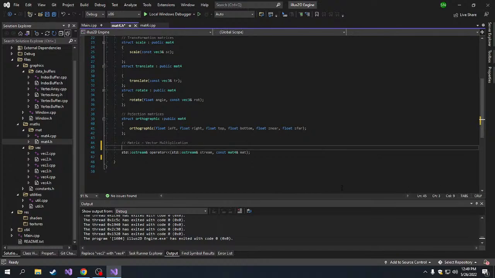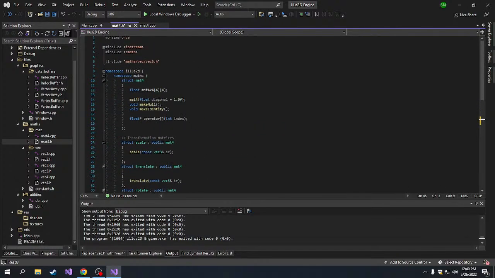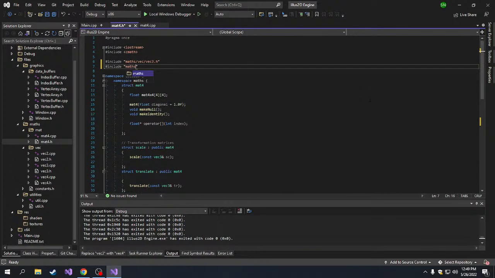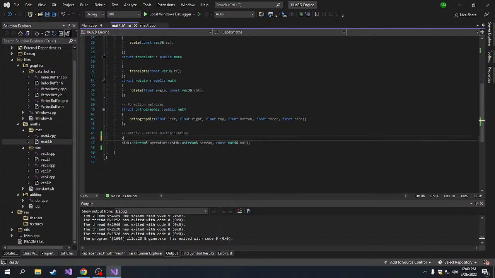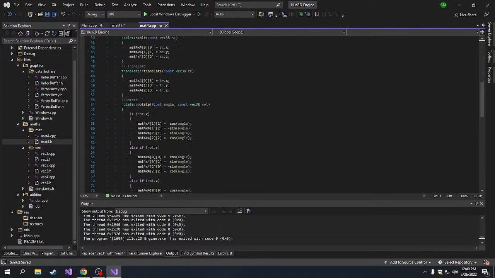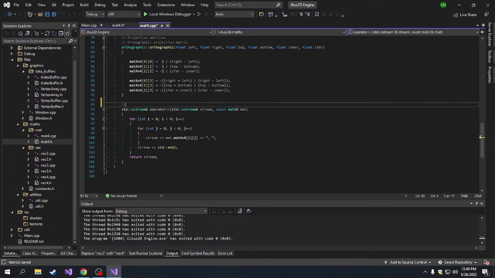Alright, so this is going to be a function that's going to return a vector 4. So we'll have to include maths vector 4. Vector 4 operator star const mat4 reference mat, and it's going to be const vec4 reference vector. We'll implement it here. Matrix vector multiplication.